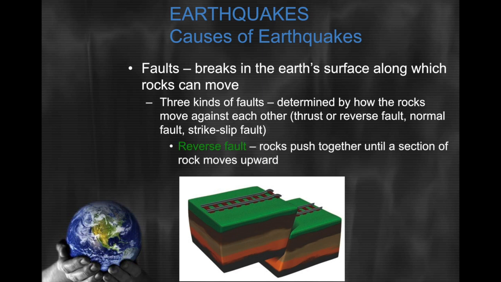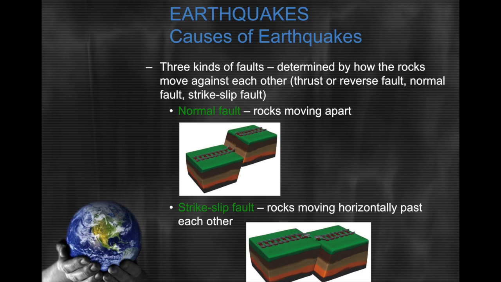A reverse fault is where rocks push together until a section of rock moves upward. A normal fault is rocks moving apart, and a strike-slip fault is rocks moving horizontally past each other.